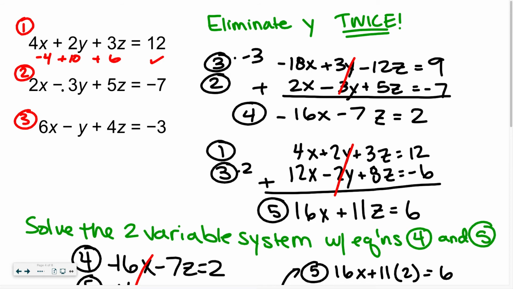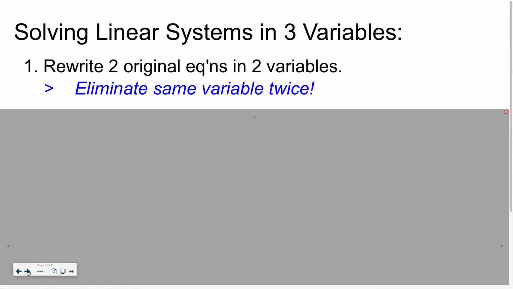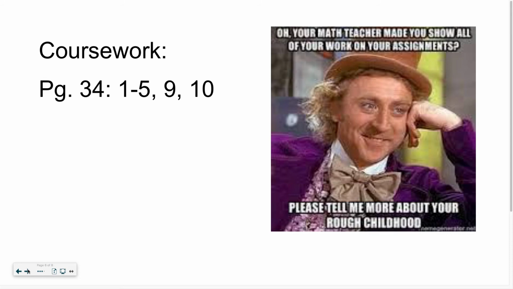Okay, you have the rest of the time to work on the homework assignments. The homework assignment for today is page 34, numbers 1 through 5. 1 and 2 are fast. You're going to be done with them in about a minute. And then 3, 4, and 5 are 3 variable systems that you have to solve. So you have to solve 3 of them today.